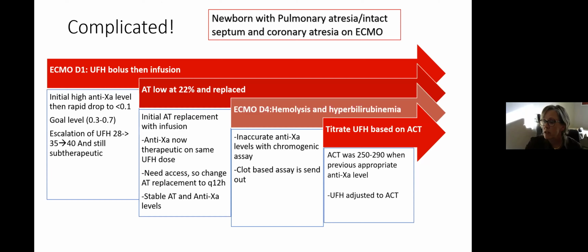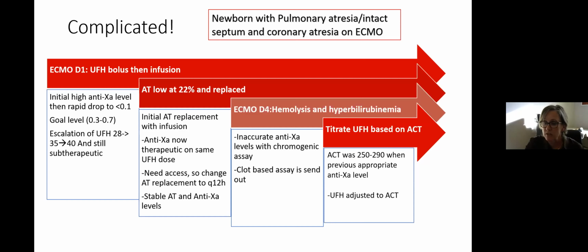So the team then realized that the bilirubin was interfering with the chromogenic assay. Now there is a clot-based assay of anti-10A, but at our hospital, this is a send out. You'll get the results back a few days later, and so that's not very clinically useful. So it was decided to follow ACT levels, and they looked back and saw that when the heparin level was appropriate by anti-10A, the ACT at that time was 250 to 290.